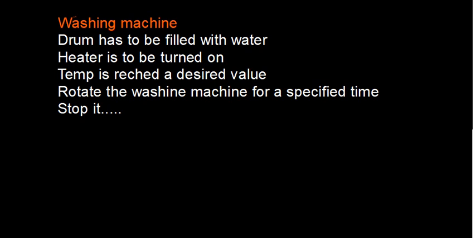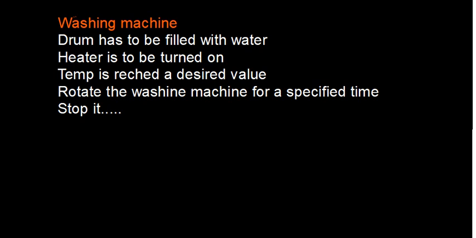Heater means you may wash the clothes at 40-degree temperature, 30-degree temperature, 60-degree temperature. That all depends on your requirement. So once the heater is turned on, you will have to wait till the temperature has reached a desired value. Again, you may have a temperature sensor there, so that will indicate to what value the temperature has reached after you have turned on the heater. Then once the temperature has reached that particular value, start rotating the washing machine for a specified period of time. 10 minutes, 15 minutes, 30 minutes, that all depends upon your requirement.